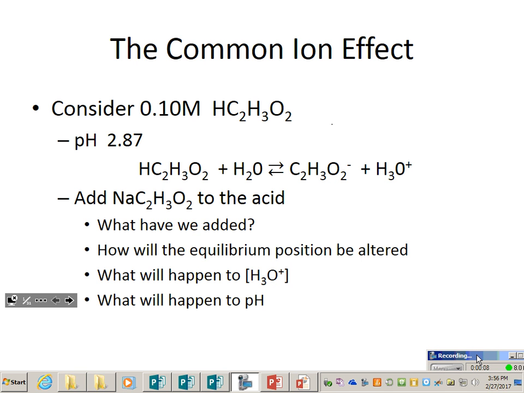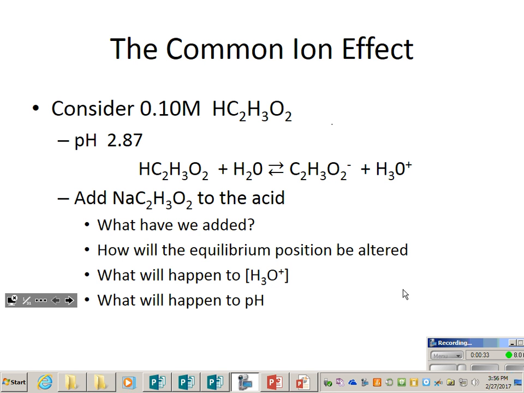This is a short recording about something called the common ion effect. What we're doing is considering what will happen to a weak acid or a weak base if we add a common ion to it. You already know a little bit about what's going to happen because you have studied Le Chatelier's principle in our first unit of equilibrium.